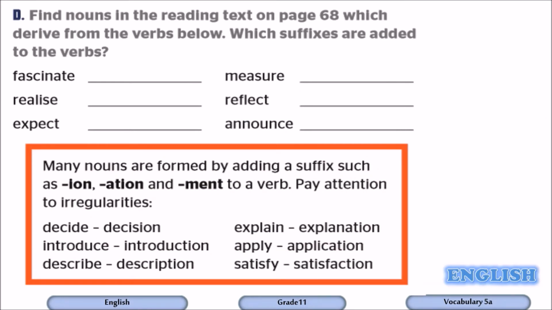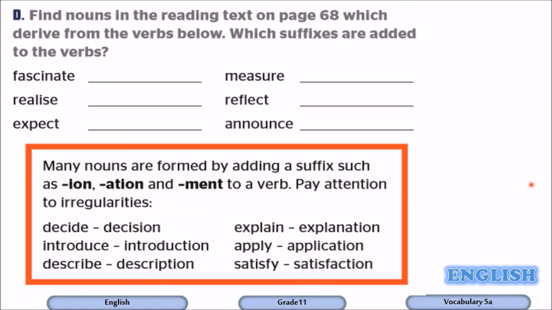All right, now move on to the second objective. We are going to derive nouns from verbs by adding suffixes. Find nouns in the reading text on page 68, which derive from the verbs below. The word derive means it's taken from the verbs, which suffixes are added to. What's the meaning of a suffix? A suffix is a morpheme added at the end of a word, like ion, ation, ment. So these are called suffixes and they are added at the end of a word.